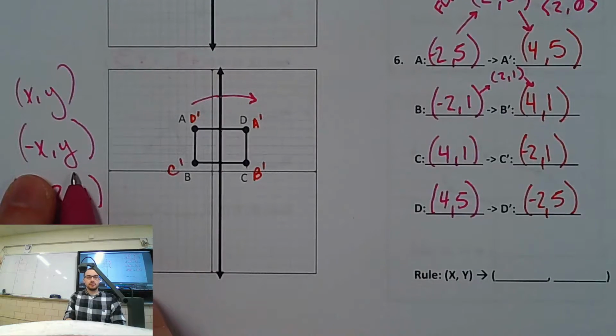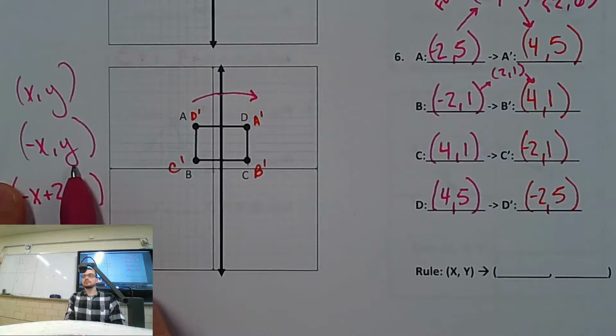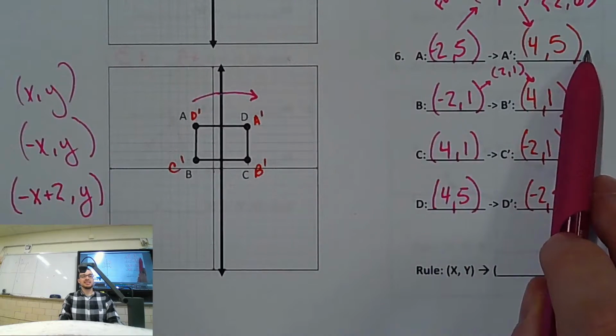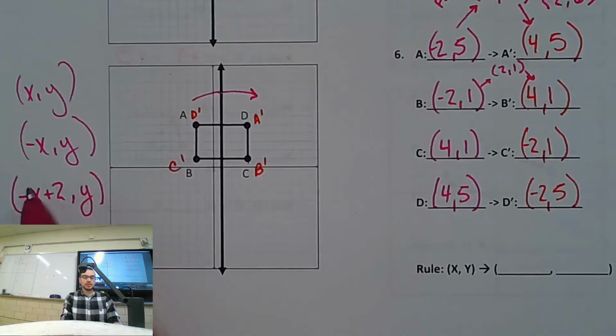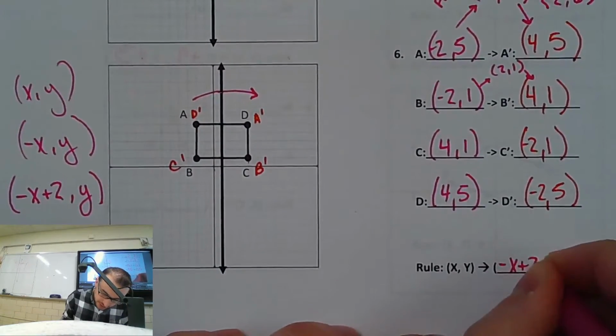How did I get the middle part? Well, I knew it was a horizontal flip. Horizontal flip is negate the x, keep the y, right? Is everybody cool with that? And then after I flip it, I ask, okay, how did I get from here to here? I did a slide of 2. So the whole rule is this. Is everybody cool with that? So the rule is negative x plus 2, and then do nothing to the y.